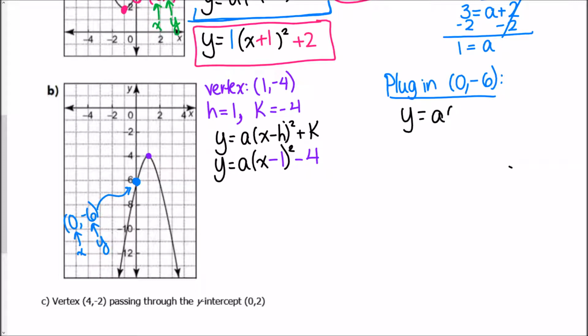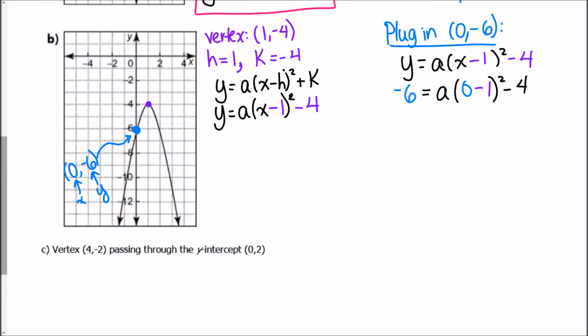Y equals a times x minus 1 squared minus 4. And instead of y here, I'm going to plug in negative 6. So I'm going to say negative 6 equals a times, instead of x, I'm going to plug in 0. And then I'm going to have minus 1. I'm going to square that, and then I'm going to write minus 4.